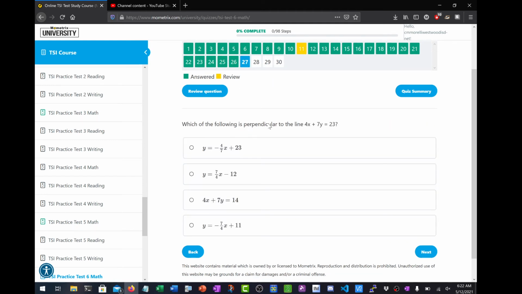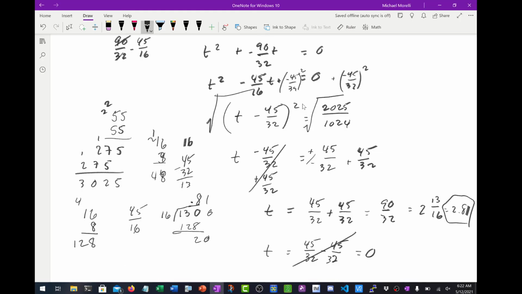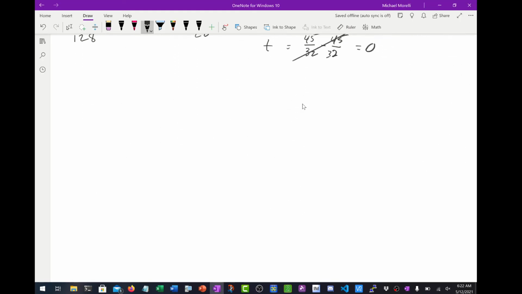Okay, which of the following is perpendicular to the line 4x plus 7y equals 23? This is way easier than number 25. So first we need to find the slope of the given line, 4x plus 7y equals 23. So we just have to convert this into slope-intercept form. It's in standard form right now. Well, first we'll subtract 4x from both sides.